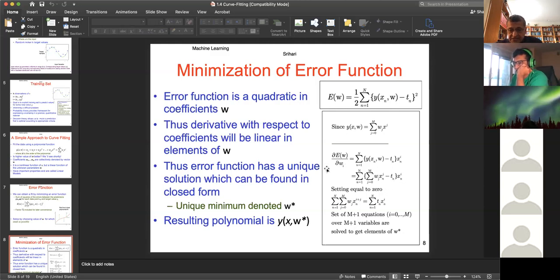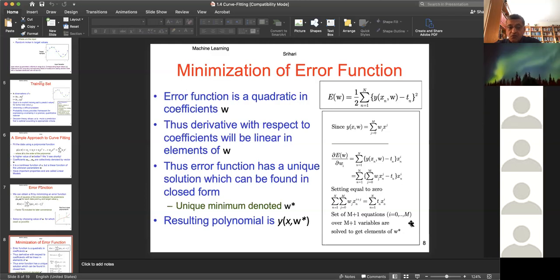And we say this derivative is now set equal to 0, and we get an equation of this form. And this turns out to be a set of m+1 equations over m+1 variables. That's good. We are looking for m+1 values. So we have m+1 equations over m+1 variables. They're all simultaneous equations, which we need to solve to get the elements of W.